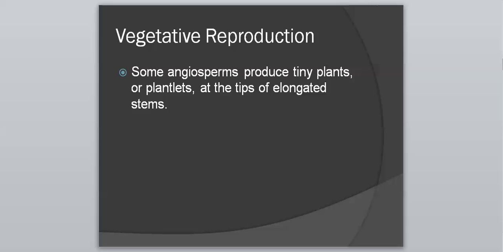In some angiosperms, they produce tiny plants, or plantlets, at the tips of elongated stems. That's just saying that at the end of our elongated stems, a plantlet is going to form, and eventually that will form its own, well, it will not be unique at all. It'll form its own identical plant.